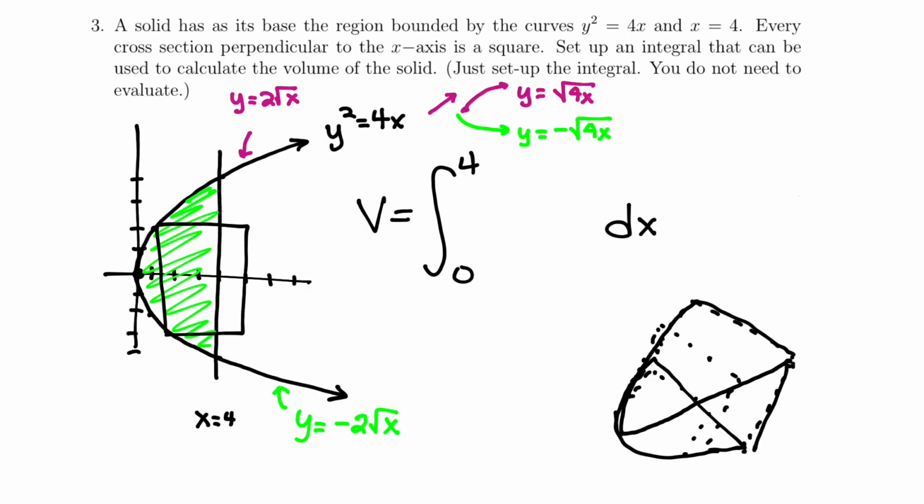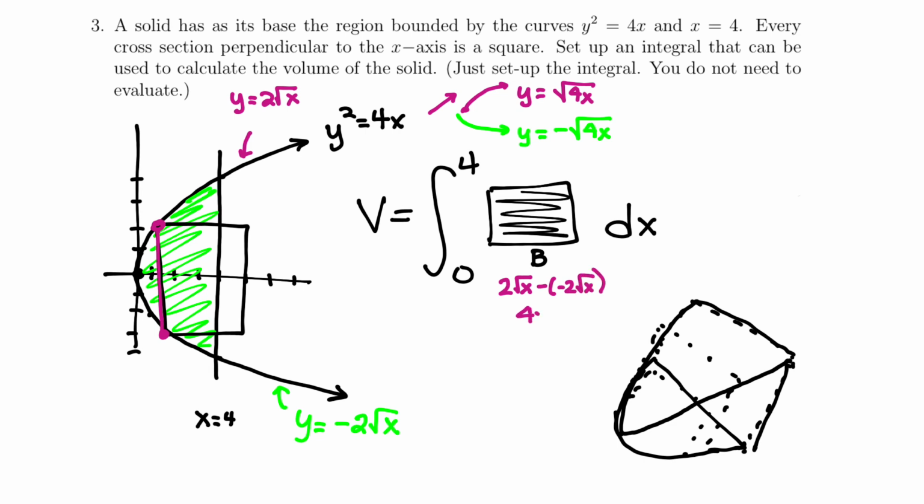0 to 4. And we have the area inside is simply a square, right? And what is the base of that square? It's going to be the top function minus the bottom function. What's my top function? My top function is 2 square root of x. What's my bottom function? Negative 2 square root of x.